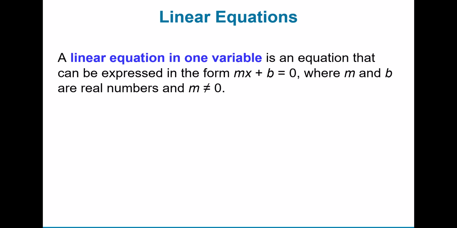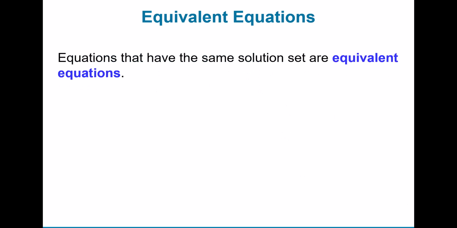You deal with different types of equations, but a linear equation in one variable is an equation that can be expressed in this format. But to me, how I remember a linear equation is the variable, because it may not always be x. The variable, the highest exponent is 1. So that's kind of like there's a 1 right there.